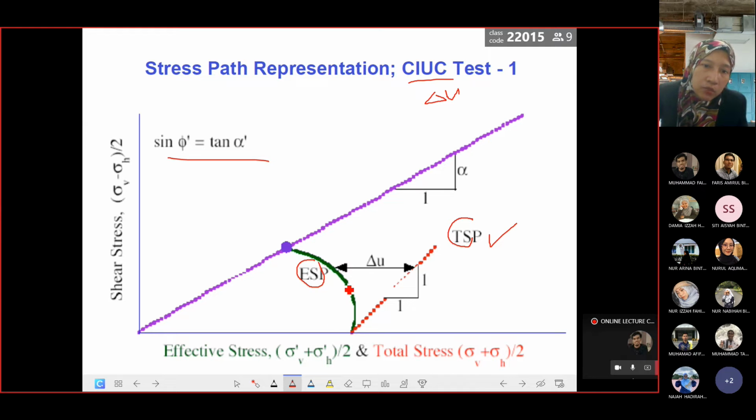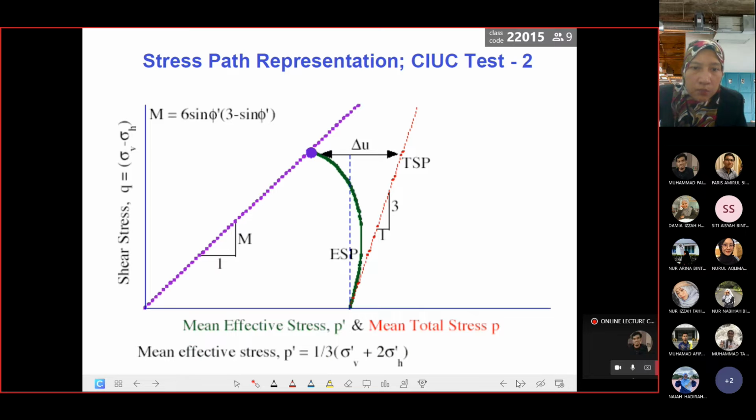Okay, yang warna hijau ni menunjukkan stress path untuk efektif. Warna merah ni menunjukkan stress path untuk total. So dalam kes ni the gradient of the slope is 1 to 1. Vertical dia satu, horizontal dia pun satu. So you can know lah what exactly the angle of the KF line ni. So kita nak dapatkan dia punya KF line. This is the KF line.